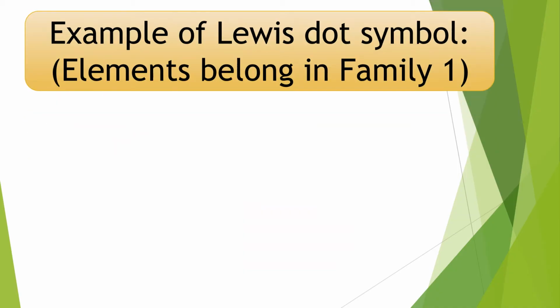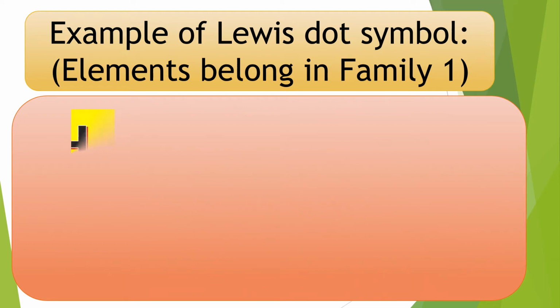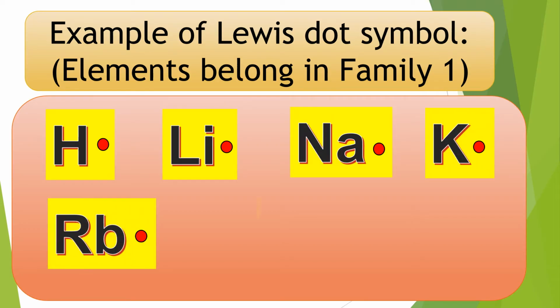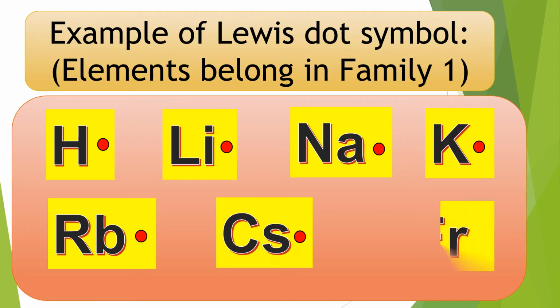Example of Lewis dot symbol. Elements belonging to family 1: hydrogen, lithium, sodium, potassium, rubidium, cesium, and francium. As you can see, all of these have 1 dot. That means the number of valence electrons.